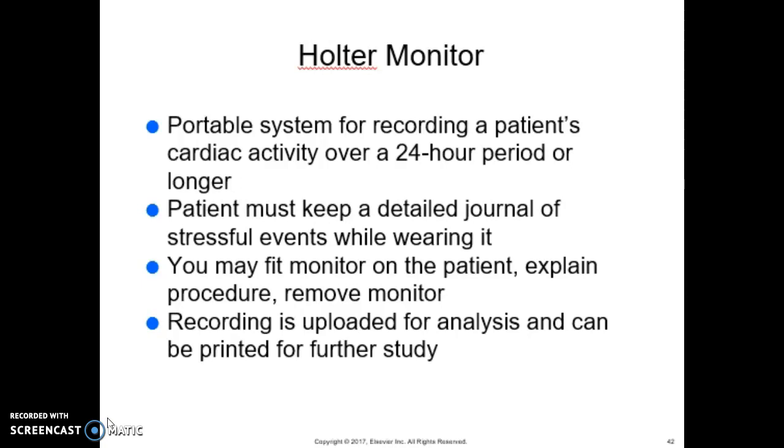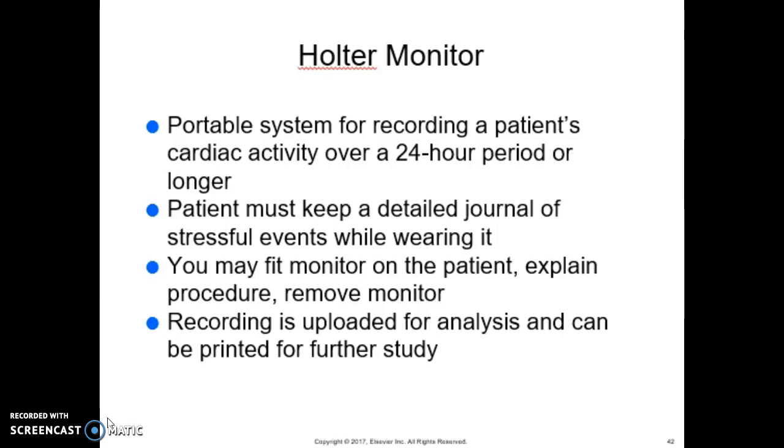You may fit the monitor on the patient, you may explain the procedures, and you may remove the monitor when working as a medical assistant. This recording is then uploaded for analysis and can be printed for further study. The electrode placement is determined by the physician or by the manufacturer's guidelines and should be followed precisely depending on what location and positioning they ask for. The skin of a male patient may need to be shaved so that the electrodes can be firmly attached, because that hair gets in the way of them sticking correctly.